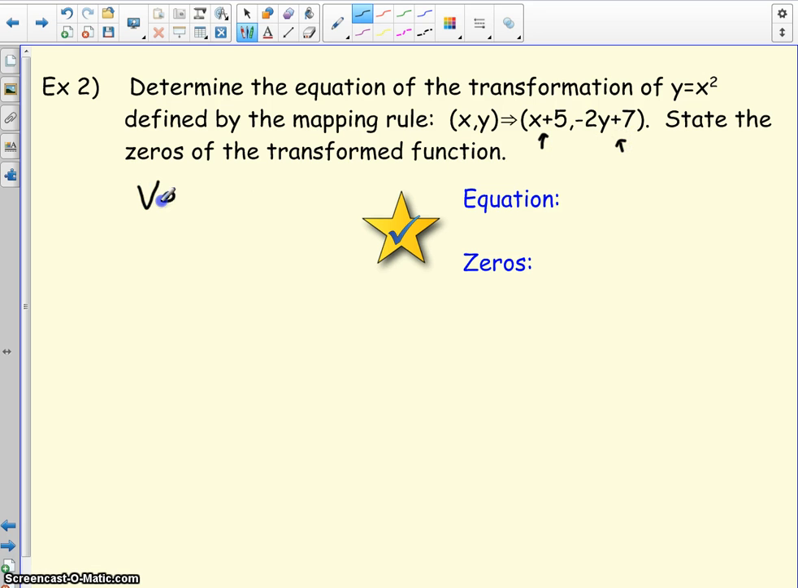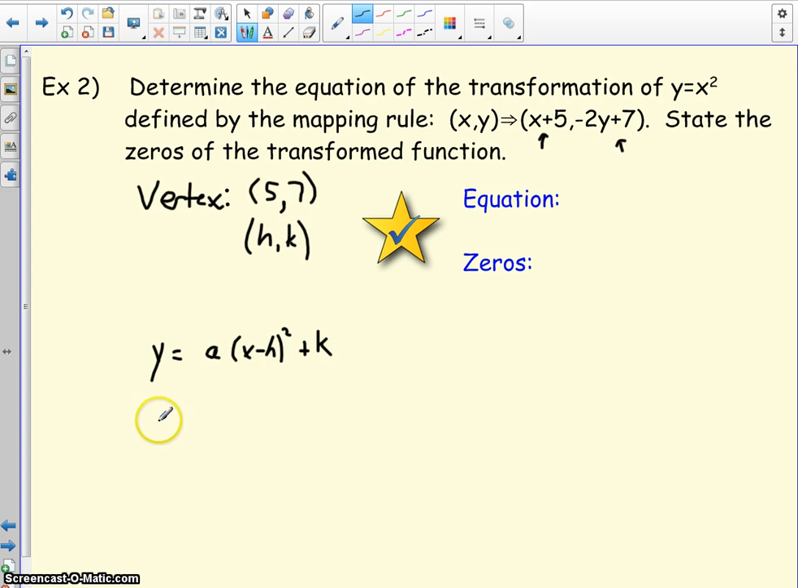So that's going to tell me right away that my vertex is going to be at 5, 7. Okay, once I have that vertex, that gives me the h and k value for my equation in vertex form. So I'm just going to write that out here. Y equals a bracket x minus h all squared plus k. And again, I'm being told the vertex is 5, 7. So I'm going to put that in. So I'm going to have x minus 5 all squared plus 7.